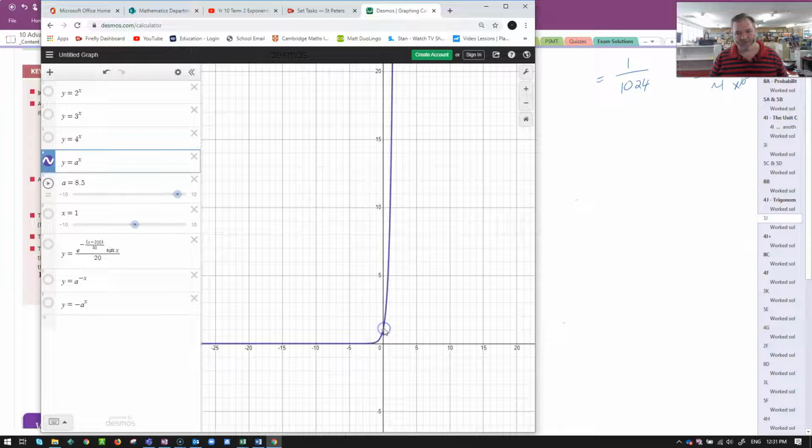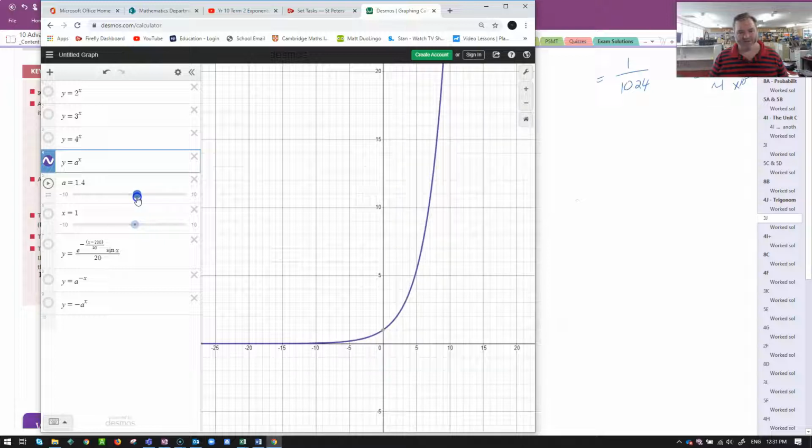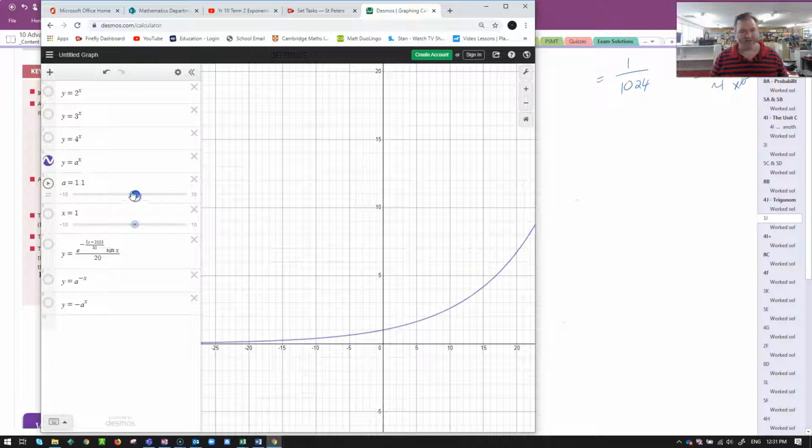The intercept, it's still at 1. That hasn't changed. But it gets steeper as the base number increases. It's less steep as that base number decreases. If we get it down to close to 1, you can see it's actually growing quite slowly there. That's going up by 10% each time x increases. So changing the value of a changes the steepness, doesn't change where that intercept is. That intercept is always going to be at 1 there.